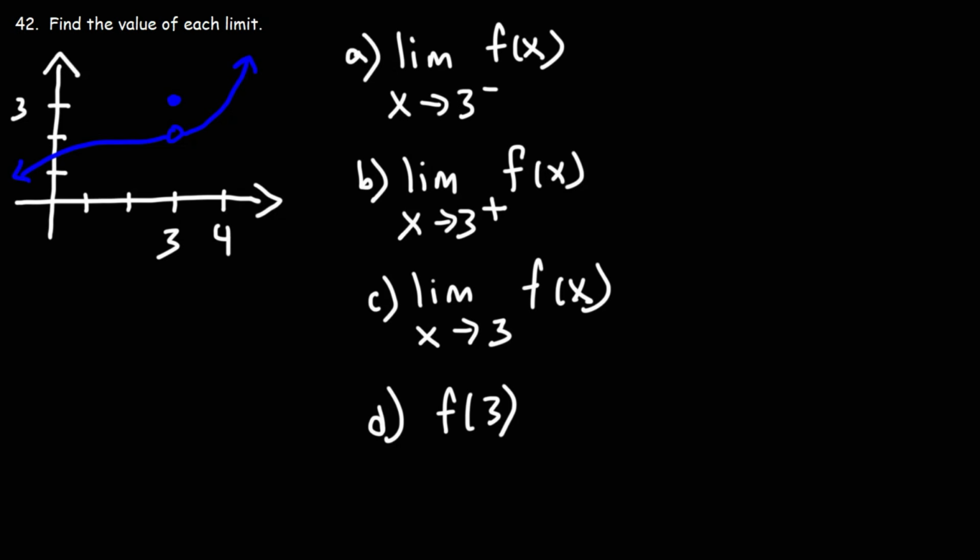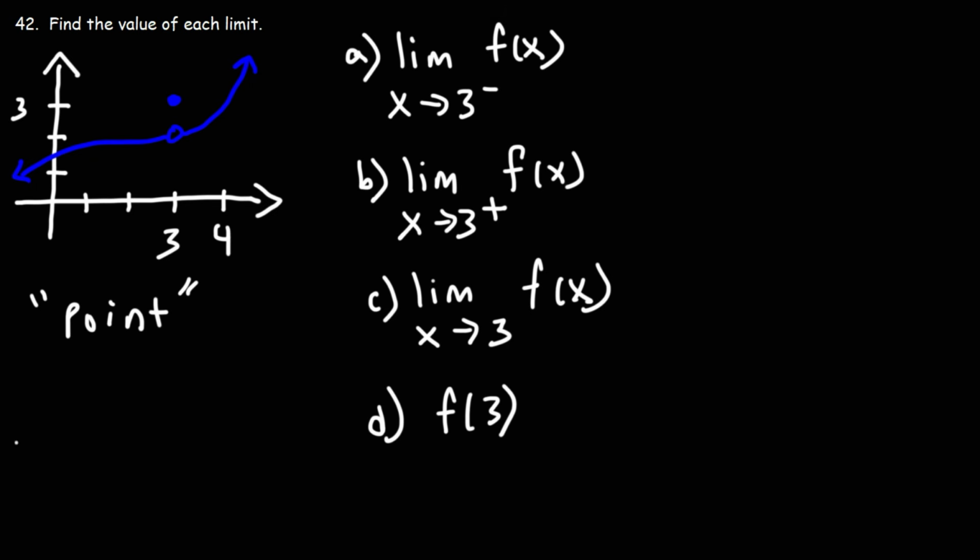Number 42, find the value of each limit. Now before we do that, what type of discontinuity do we have here? This particular discontinuity is known as a point discontinuity. We can see this point is away from the hole.